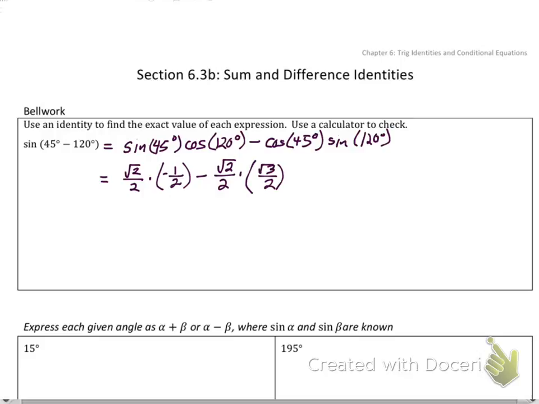All right, working our way down, we're going to have negative square root of 2 over 4 minus square root of 6 over 4, which is just going to equal negative square root of 2 minus square root of 6, all over 4, and we are done.